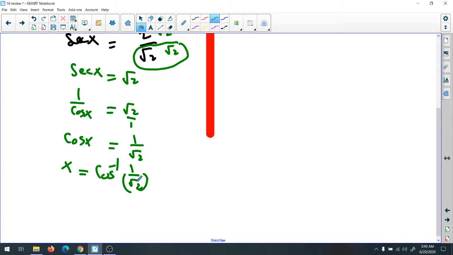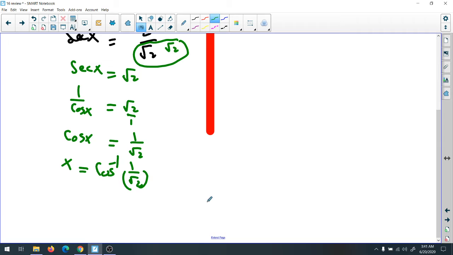Or square root of 2 over 2, if you remember. It's the same as square root of 2 over 2. We go to the unit circle to look for the angle.